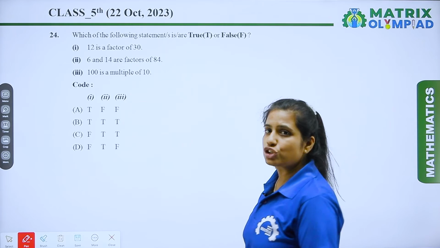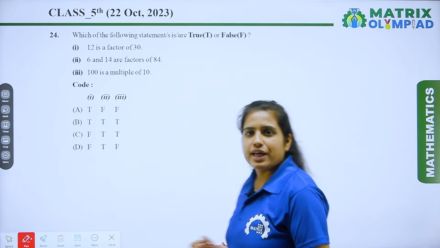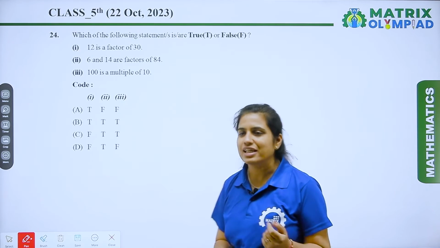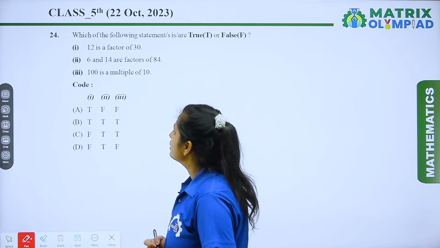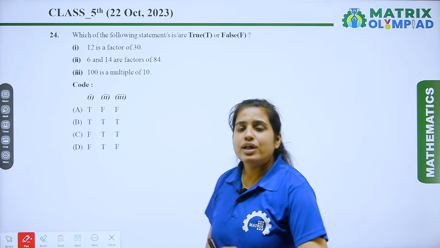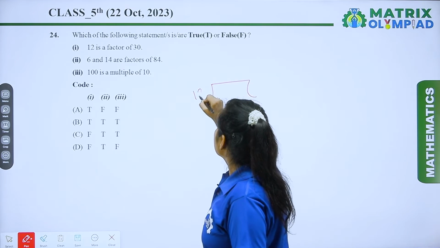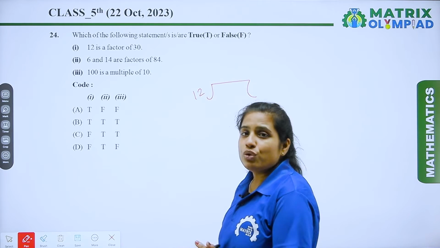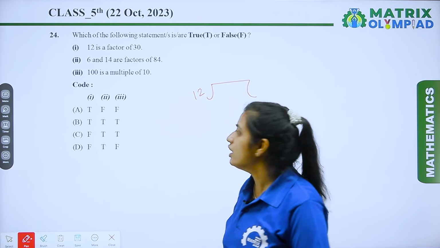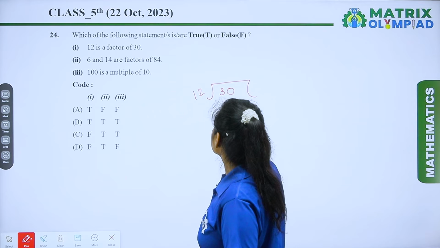Now the next question is question number 24. Which of the following statements are true or false? We have to find out which statement is true and which statement is false out of these 3 statements. Let's find out. First statement is 12 is a factor of 30. So here we have to tell that whether 12 is a factor of 30 or not. So let's check out. We know that what are factors? We know that a factor is a number which divides another number without leaving any remainder. So here let's divide 30 by 12.